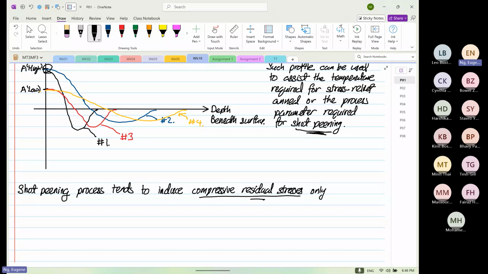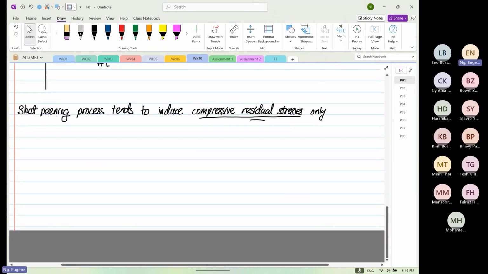You get tensile residual stress. Never happen. Okay. So what does shot peening actually mean?